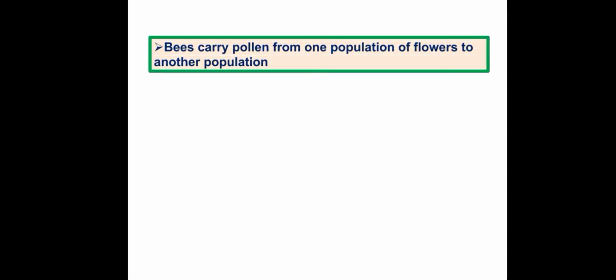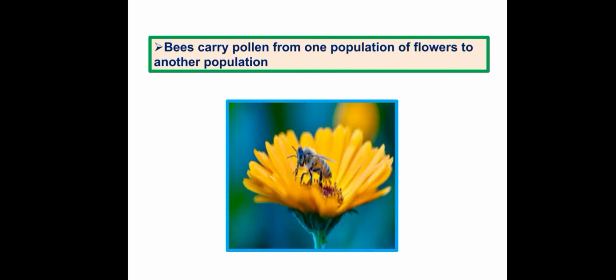Here is another example. Honeybees carry pollen grains from one population of flowers to another population. Because of this, the genes or alleles are transferred from one population to another population. This is also an example of gene migration or gene flow which affects the Hardy-Weinberg equilibrium.